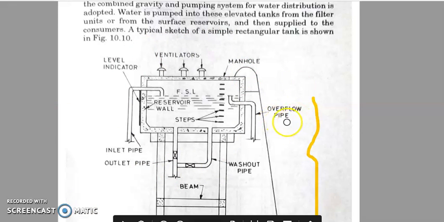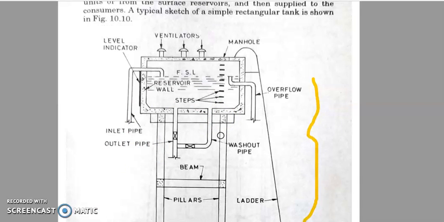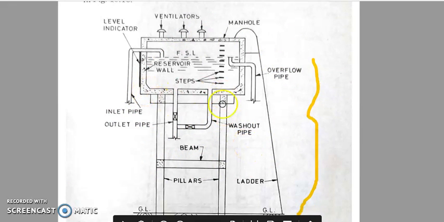Now water is pumped into these tanks from the filter unit or from a surface reservoir, and then it is supplied to the consumer by the action of gravity. And this is a very typical simple rectangular tank which is shown here, right? So this is the tank, and then you have got the inlet pipe which is bringing the water. It is pumped and it is stored in the tank.